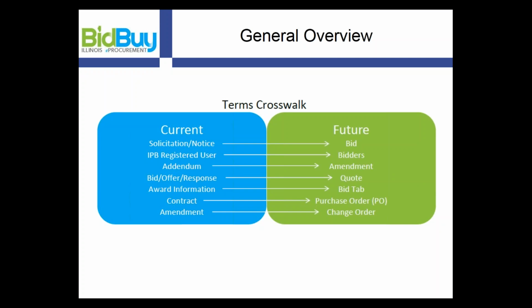We also have a general overview of some of the new language that we'll be using in BidBuy. Some of the terms on the left-hand side of your screen you're going to be very familiar with. Currently, a solicitation or notice is going to be a bid in BidBuy. The IPB registered user is now going to be bidders. An addendum is now going to be an amendment. The bid, offer, or response will now all be notated as a quote. Award information in the IPB is now going to be the bid tab. Contracts will now be purchase orders or POs, so we'll see that a lot. And amendments will be change orders.